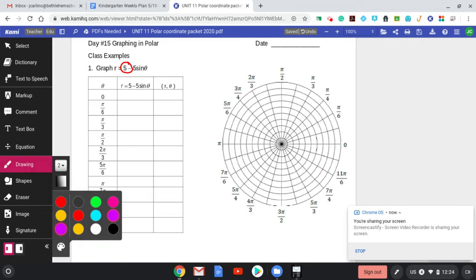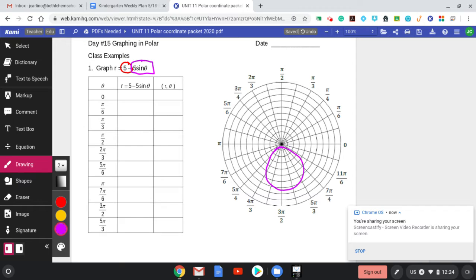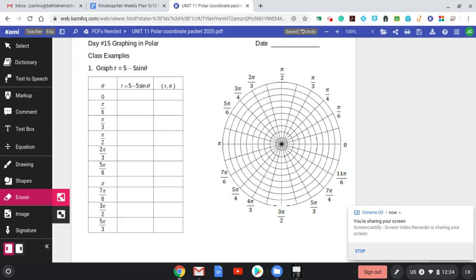If I had given you this one I'm boxing in purple here, 5 sine theta, last time that would have been a circle on the y-axis right here. Now you're putting a negative sign in front, so that's going to flip it somewhere here. But now that I put the 5 minus 5 sine, that's going to affect the graph a little bit more. I'm going to do it the same exact way, which is putting everything in my calculator and graphing it using the table.